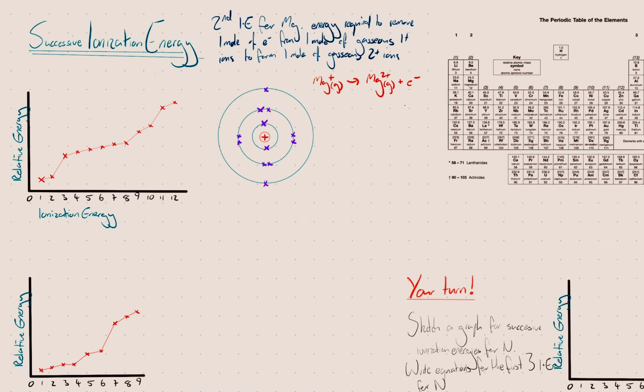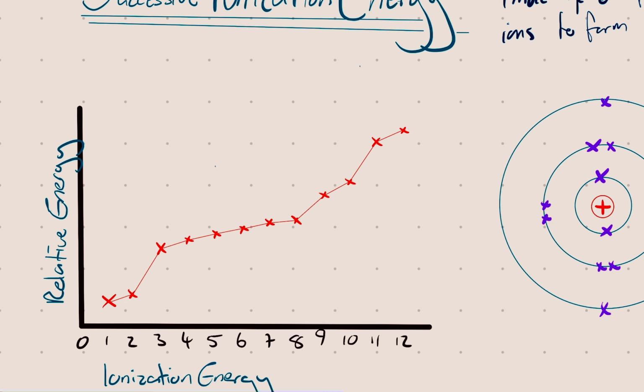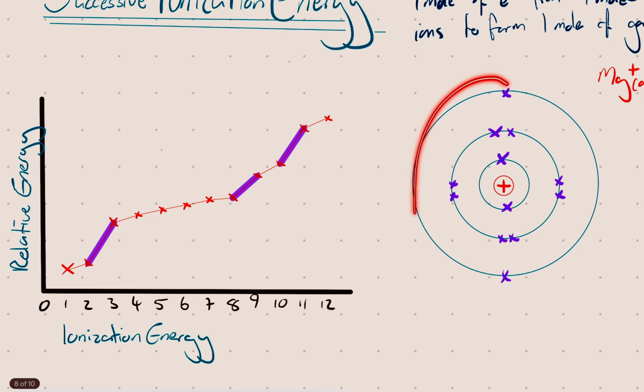What we have here is a graph of what that looks like, and hopefully we can see straight away a few things that I might want to draw your attention to. Our first thing is this jump here. We've then got a mini jump here and then a larger jump here again. Hopefully it's very obvious to you, particularly when looking at this atom, why we have this jump.